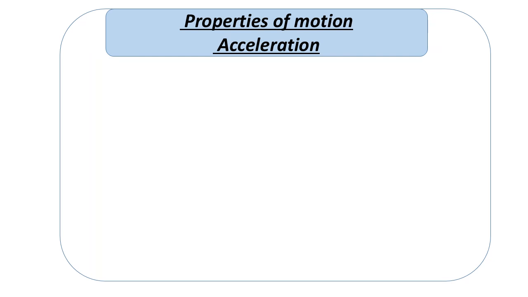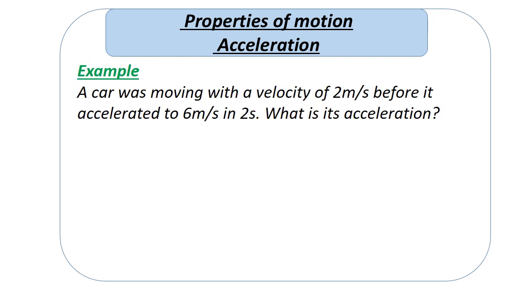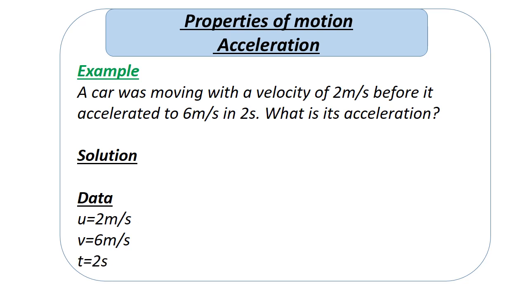So here's an example. A car was moving with a velocity of 2 meters per second before it accelerated to 6 meters per second in 2 seconds. What is its acceleration? First things first, data collection. So what have we been given? I've been given the initial velocity, which is the velocity it had at first, which is 2 meters per second, the final velocity, which is 6 meters per second, and the time, also 2 seconds.